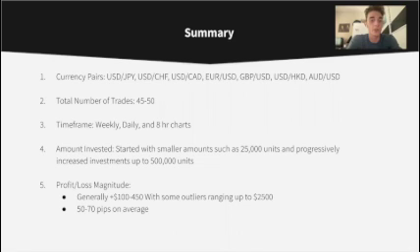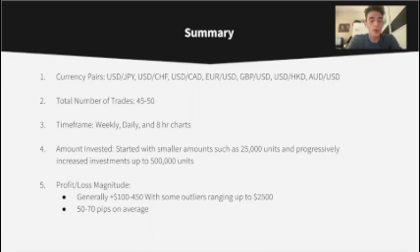The time frame of the charts that we looked at were weekly, daily, and 8-hour charts. This was depending on how long we were planning to keep the trades open for. Amount invested, we started off with smaller amounts, like 25,000 units, and progressively increased investments up to 500,000 units. We did this because we wanted to start off a little bit slower, get a feel for it, and then as we got more confident, we were able to invest a little bit more.